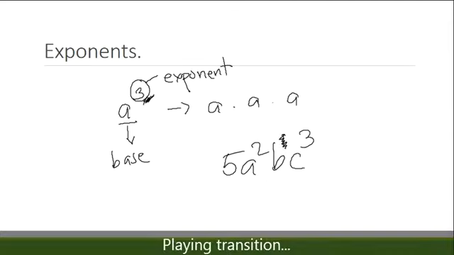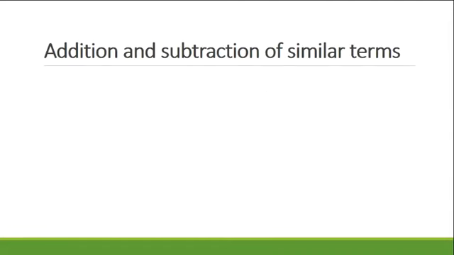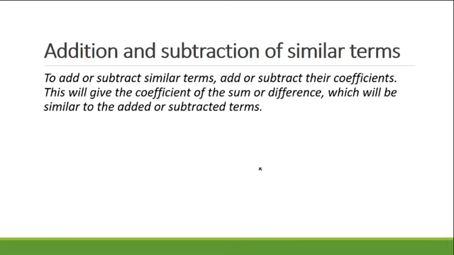Next. Addition and subtraction of similar terms. To add or subtract similar terms, what we're going to do is just first add or subtract their coefficients. This will give the coefficient of the sum or difference, which will be similar to the terms being added or subtracted.